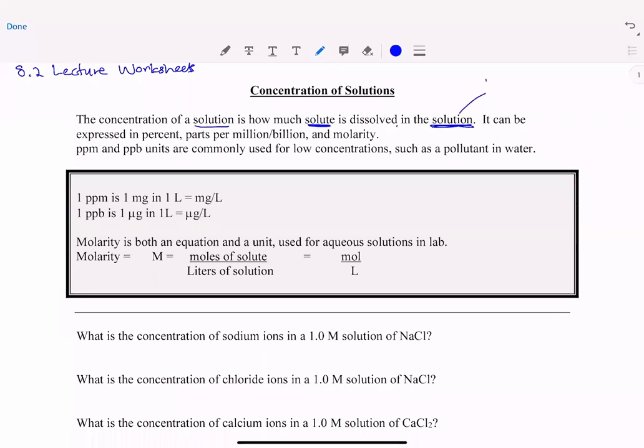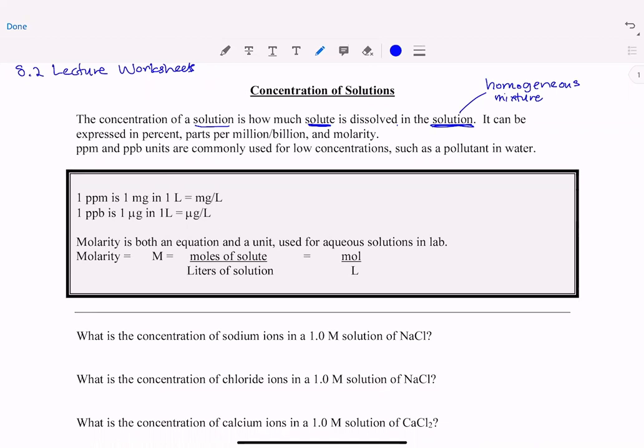A solution is a homogeneous mixture. In a homogeneous mixture, you know that there are different parts, but you can't see the different parts. It's uniform composition. Because you can't see the different parts, you have the concentration, which tells you how much you have of one part that you can't see in it.